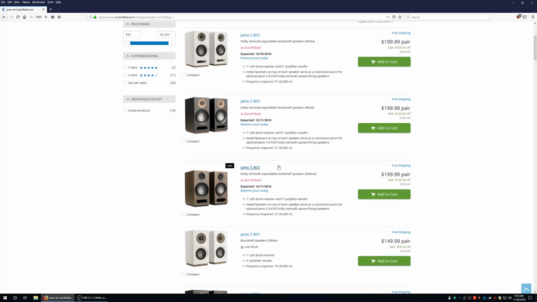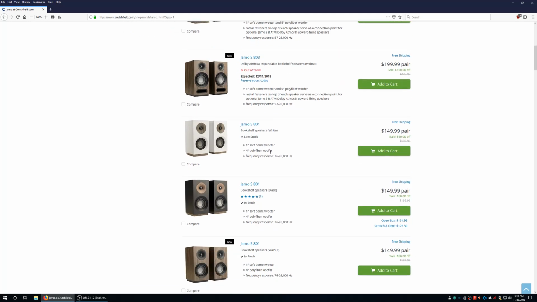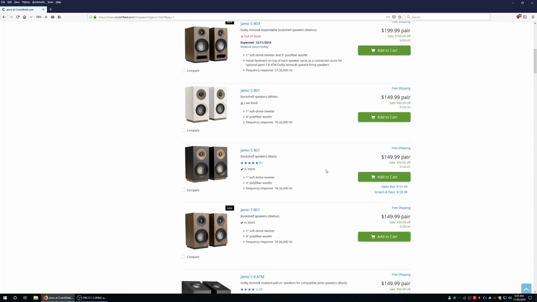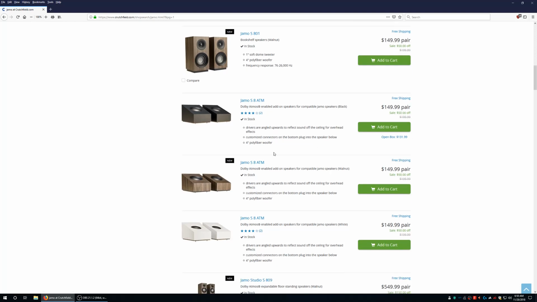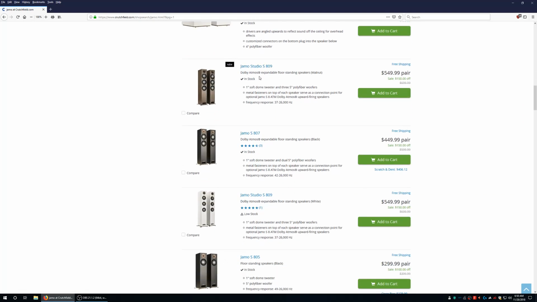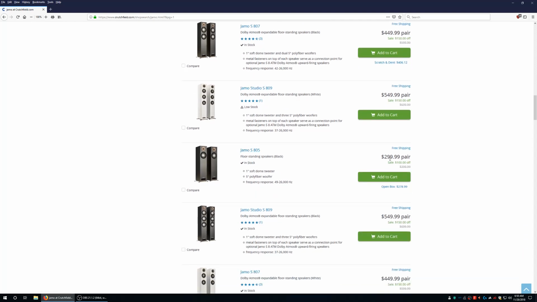Now they also have their other speakers on sale. You have the 801s for $150 for the pair. That's only $50 cheaper than the 803s, so I'd recommend you get the 803s instead. You also have the Atmos modules, $150 for the pair, $50 off. They also have their floor standing 809s for $550 for the pair, which is $150 off. The 807s for $450 for the pair, $150 off. The 805s for $300 for a pair, and that's $100 off.